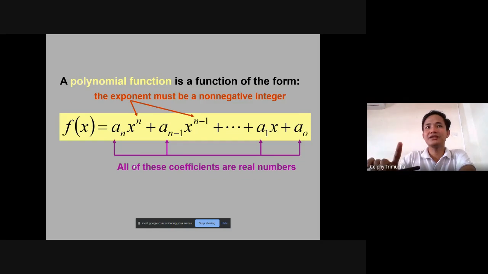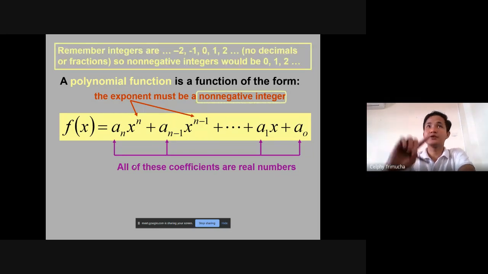And take note, when we talk about polynomial functions, the exponent must be a non-negative integer. So we should remember that the exponents will be non-negative. Remember, integers include negative values, including 0, and all positive numbers. So we do not consider decimals or fractions here. So that is what our exponents should be in our polynomial function.